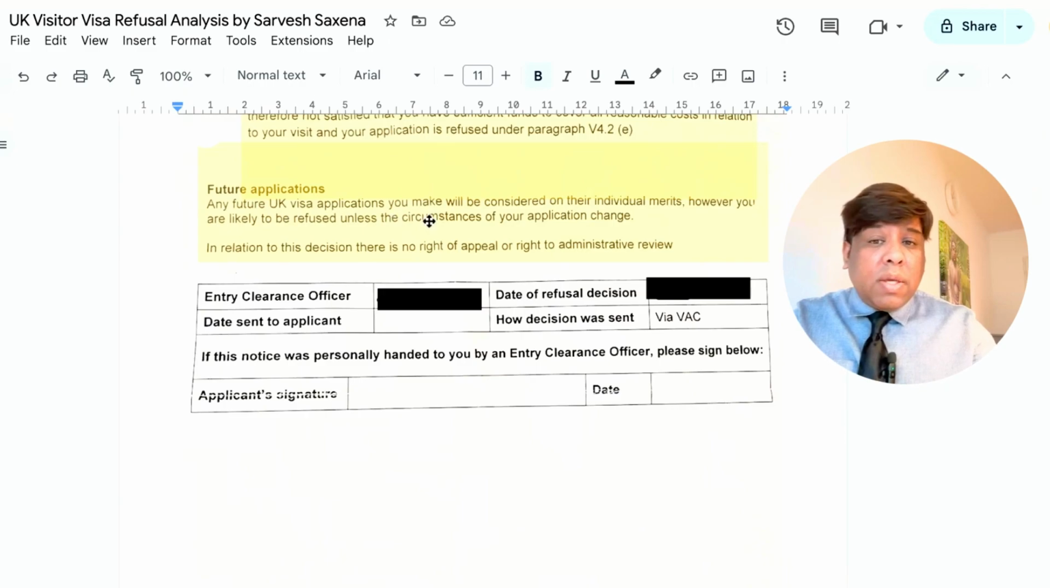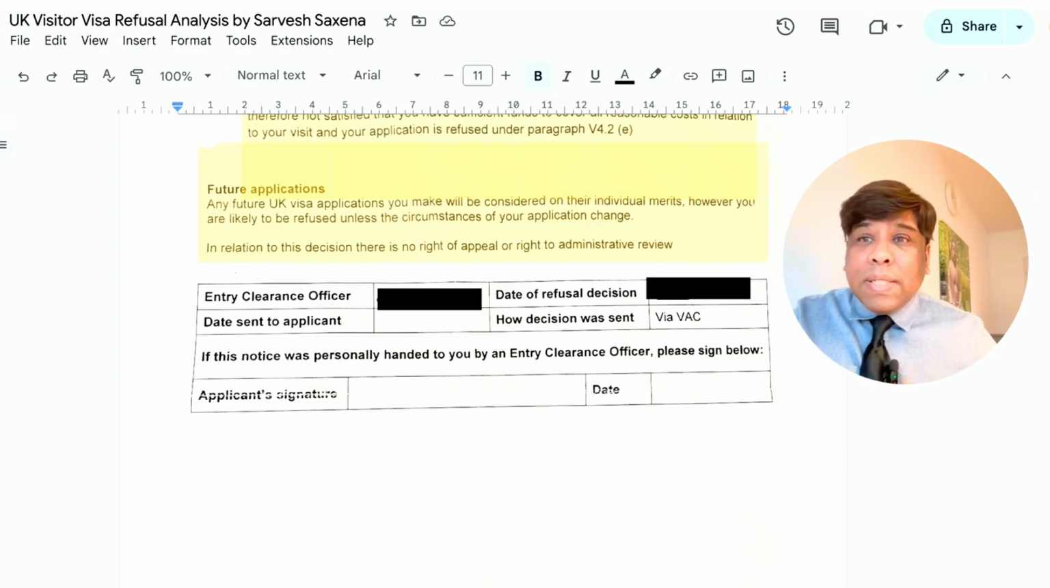Let me show you what the visa officer has said: any future UK visa applications you make will be considered on individual merits. However, you're likely to be refused unless your circumstances of application change. It's pretty much saying that if you apply again, it will most likely be refused unless the circumstances change. The officer needs to be absolutely certain, on the balance of probabilities, that you are a genuine visitor. And you have no right of appeal and no right of administrative review, which is a bummer.